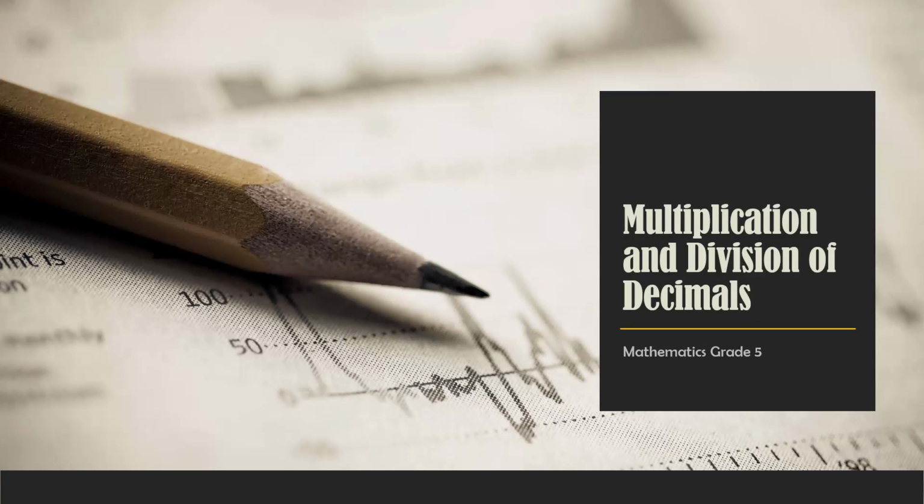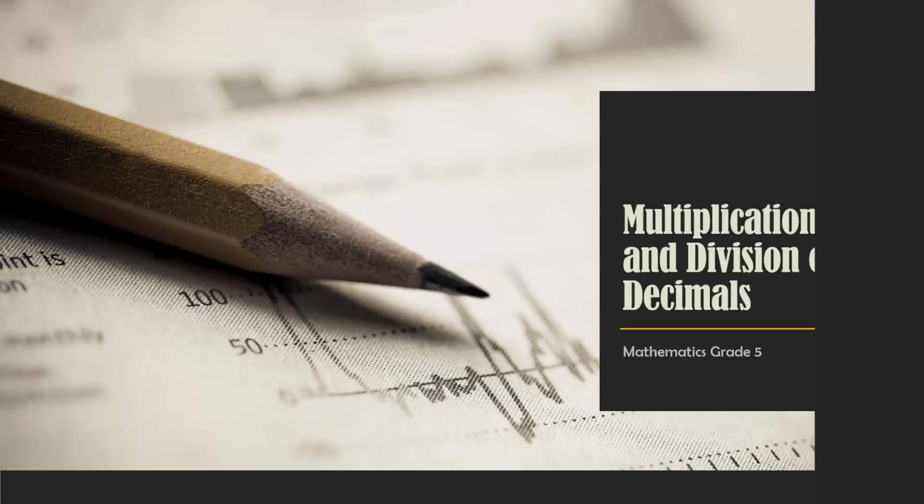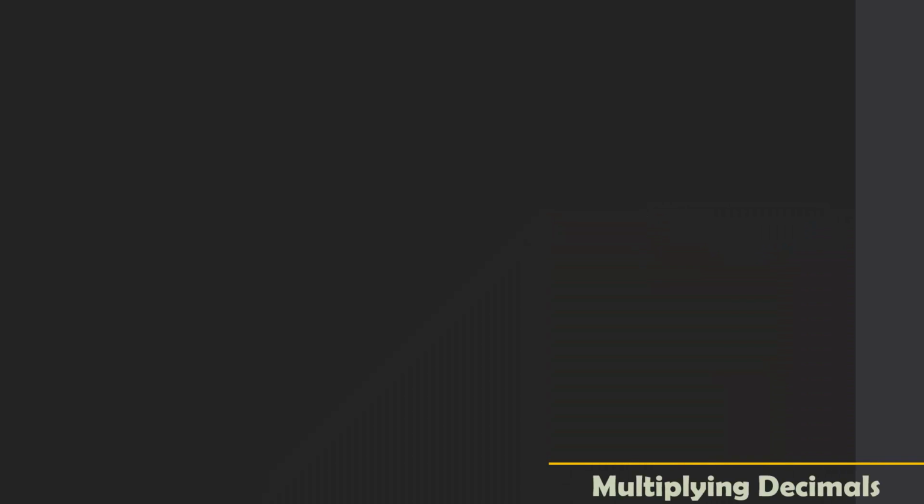In this video, you are going to learn about multiplication and division of decimals. Let's see the examples. What is 0.2 times 1.2? We can multiply the numbers by ignoring the decimal point first, and then put the decimal point in the result.